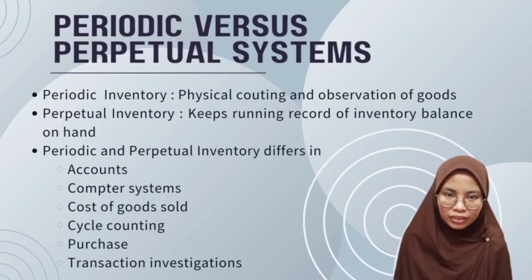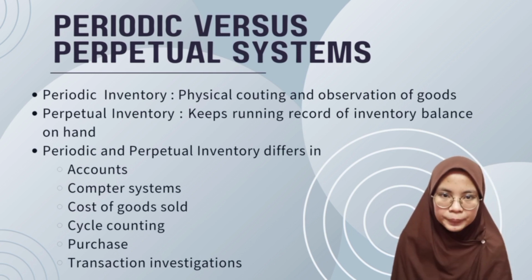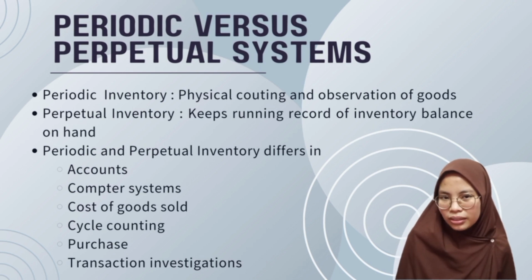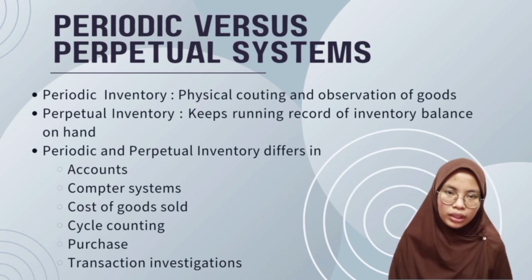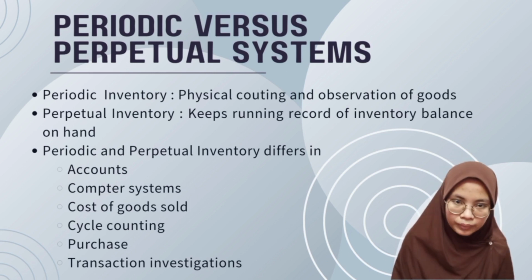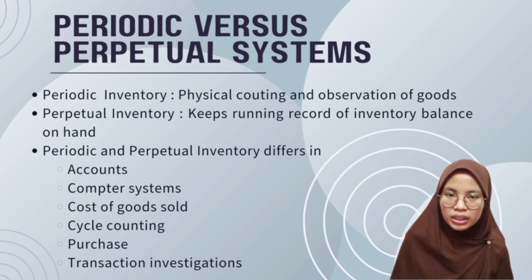My name is Zanadira and we're going to look at the difference between periodic inventory and perpetual inventory. Periodic inventory is physical counting and observation of goods, while perpetual inventory keeps a running record of inventory balance on hand. There are several differences between periodic inventory and perpetual inventory.